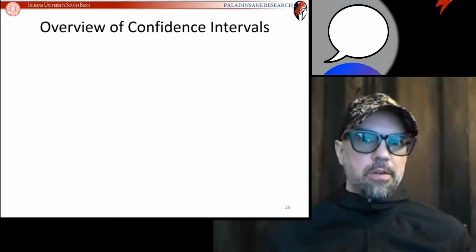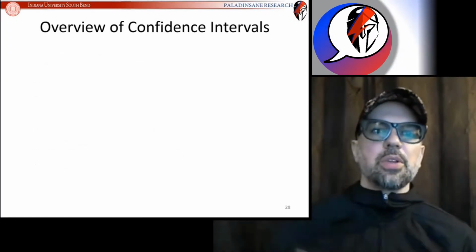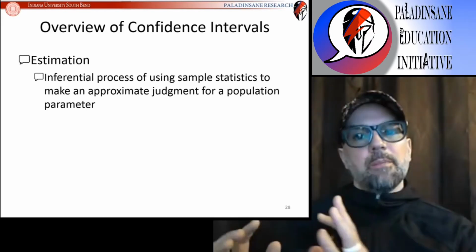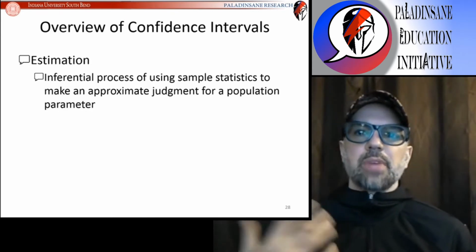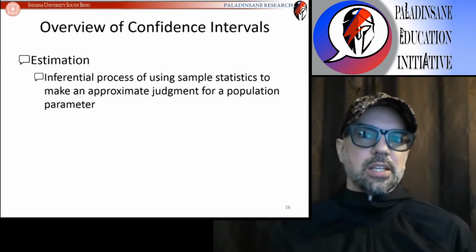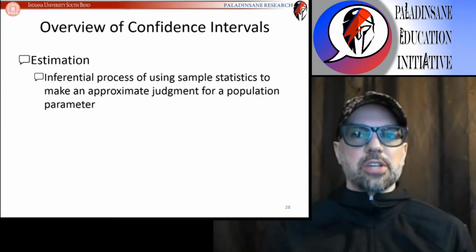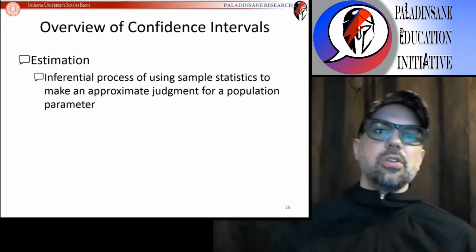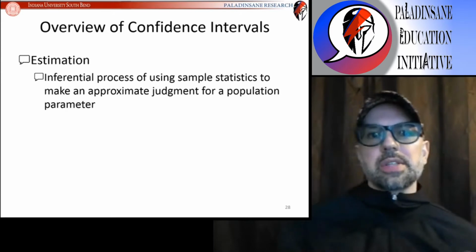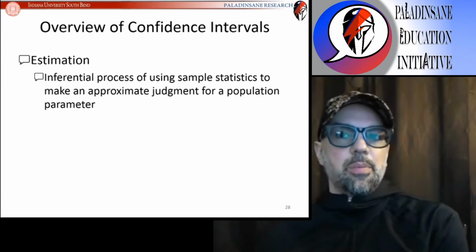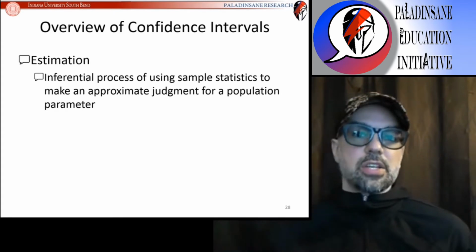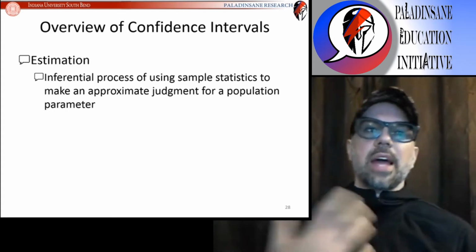All right, so let's begin with our overview of confidence intervals, starting with the idea of estimation. So estimation is, we've been doing this before when we went from samples to a population, but estimation is simply a process where you use a sample statistic, a statistic that you can measure, something that you can actually measure because you're working with a sample, and you use that to make an approximate judgment for the population parameter. So we measure a sample mean so we can estimate the population mean. We measure the sample standard deviation so we can estimate the population standard deviation. So that's the idea of estimation.